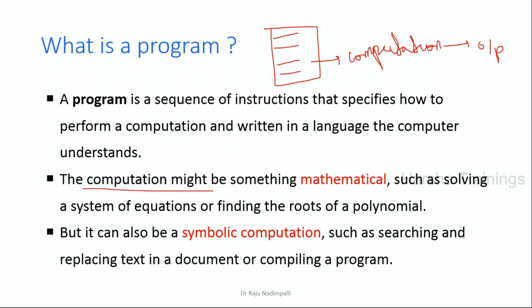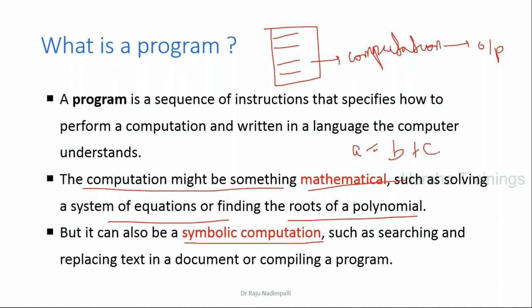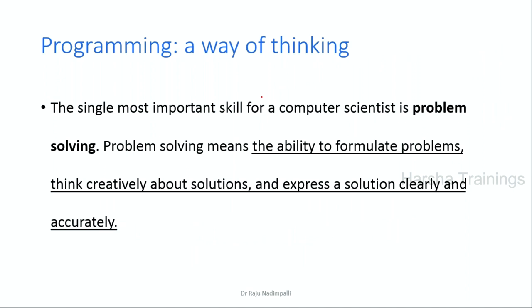Now, a computation might be a mathematical expression for solving a set of equations, finding the roots of a polynomial. I may write some sort of equation like a equal to b plus c. This is a simple mathematical equation. A computation may be mathematical, or a computation may be a symbolic computation. For example, I will open a notepad and search and replace a text. One important thing we must remember is programming is a way of thinking.